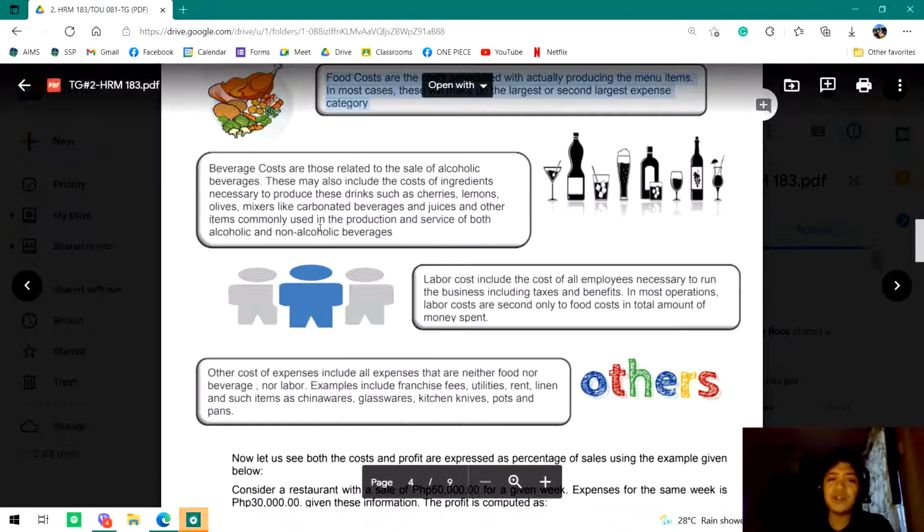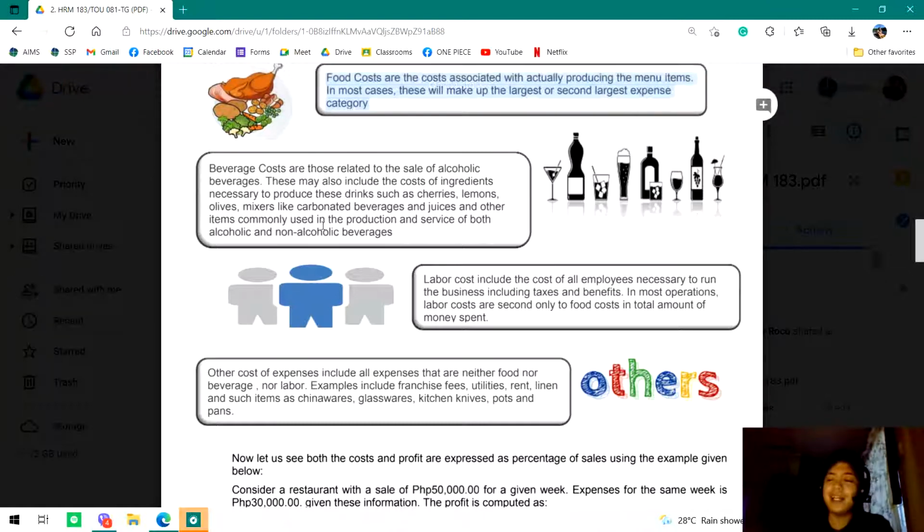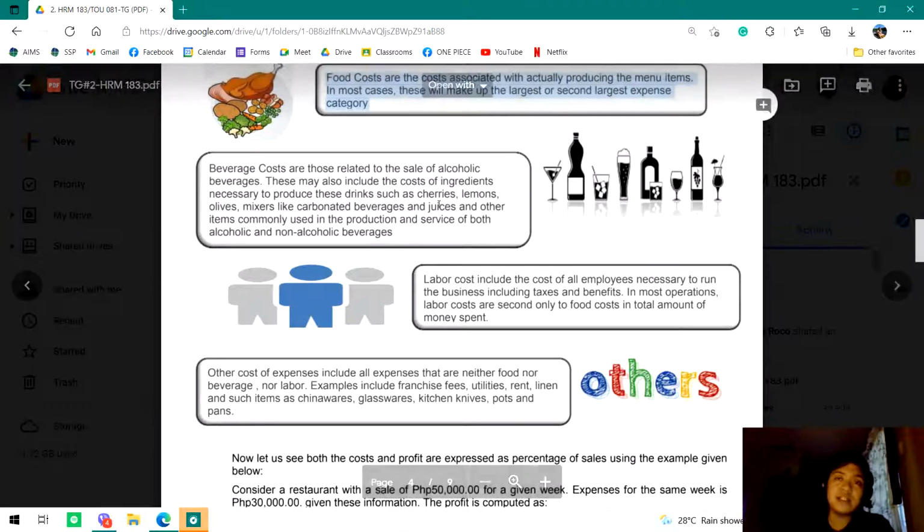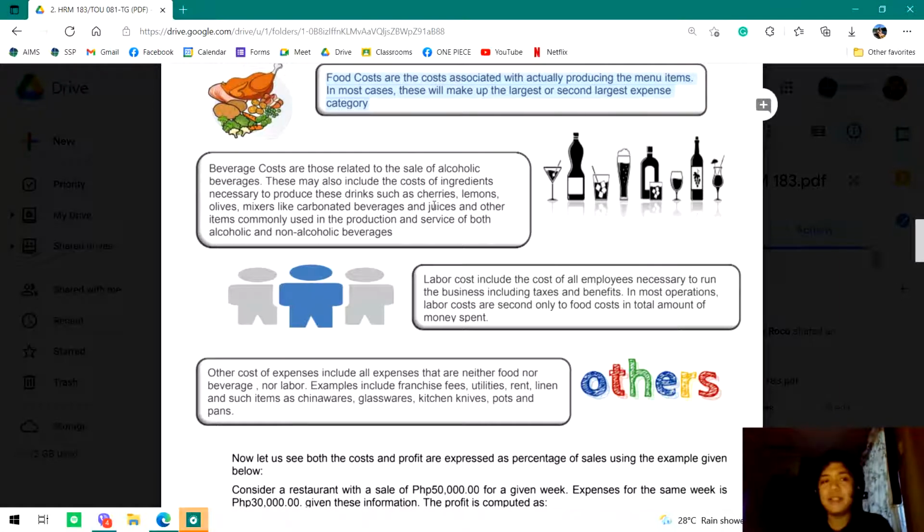Next is beverage cost. So if food cost is anything related to food, beverage is anything related to producing that particular beverage. So maybe in some restaurants, it's as simple as soft drinks, Coca-Cola, Sprite, Royal, while in other restaurants, it's very much complicated with the use of fruits, with the use of alcoholic beverages, kung kayo ay nasa isang bar. So meron kayong mga different kinds of alcoholic beverages, mga liquors natin. Meron tayong mga syrups na ginagamit, fruits, ice, and so on and so forth. Anything related to produce beverage, beverage cost siya.